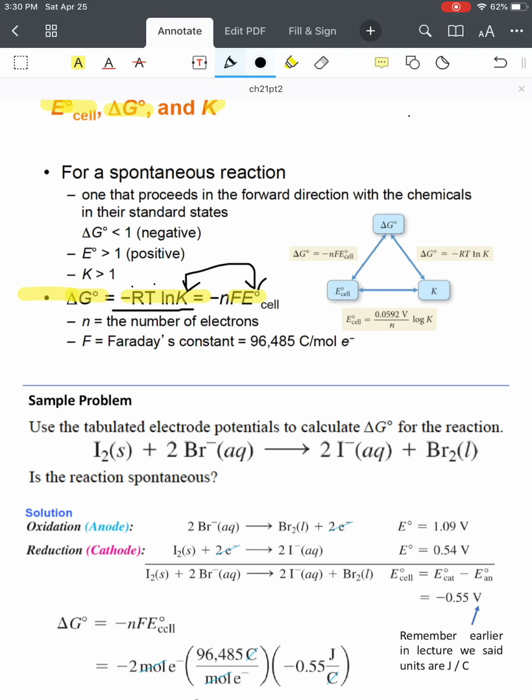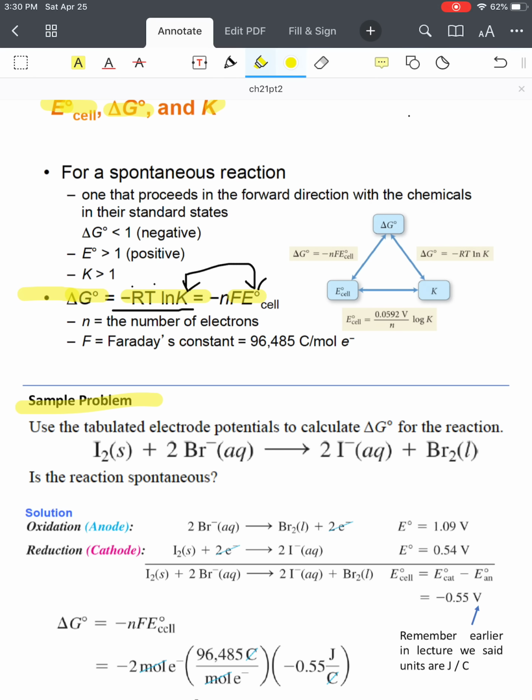All right, so we've got these equations. They're pretty flexible. We can go between K, our Gibbs free energy change, our cell potential, all these things that we've learned about all semester. How can we put this into use? Well, now it's time to work this sample problem down below. Let's practice this a little bit.